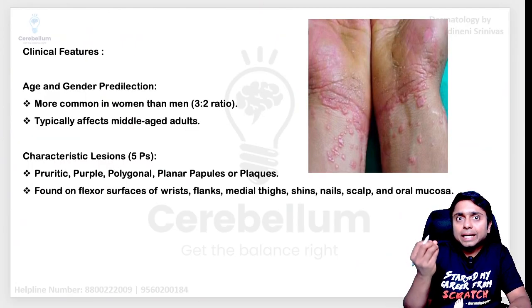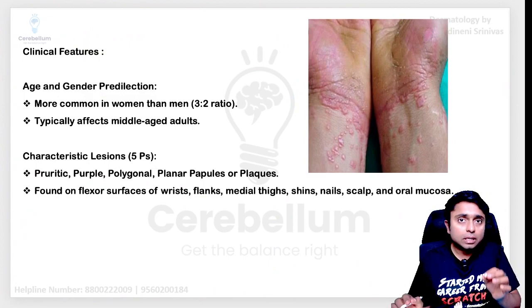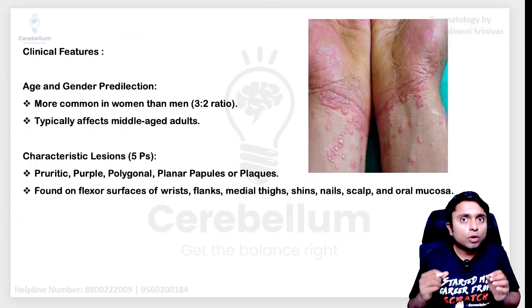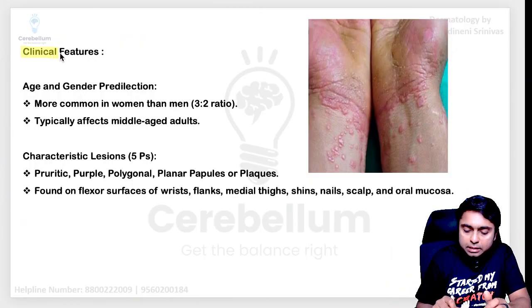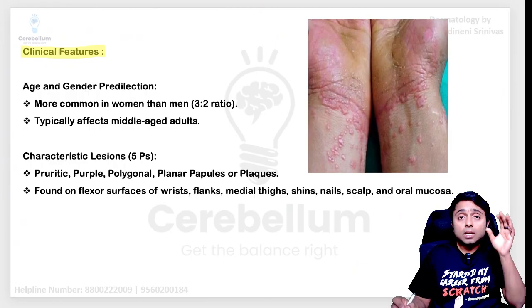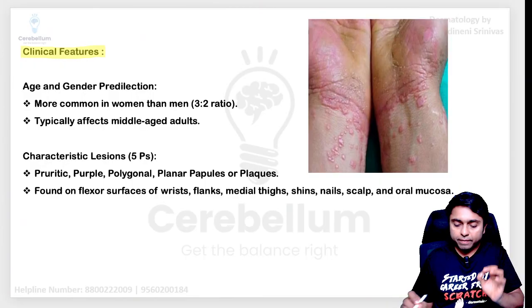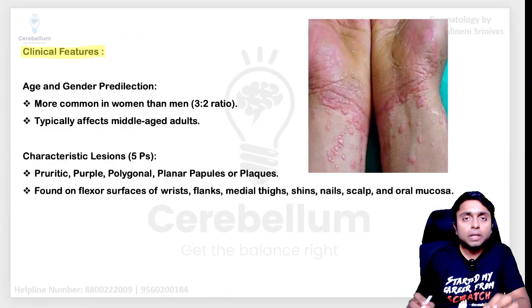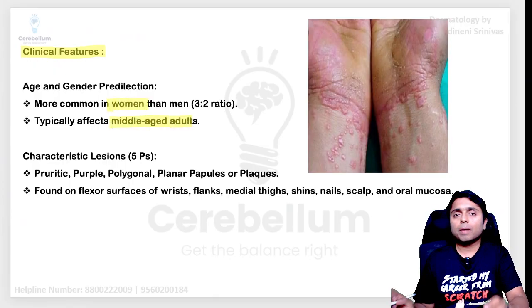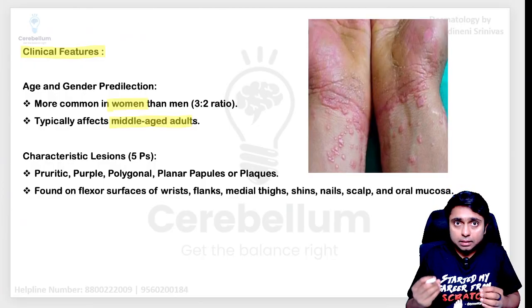So coming to the involvement of the skin, first you should remember, whenever an MCQ is asked, you can simply remember the important features of that disease. But when you are asked a theory question, you have to write according to the question which is asked. So in the clinical features, you must remember the age and sex predilection are very important. Simply remember lichen planus is very commonly seen in middle-aged women.